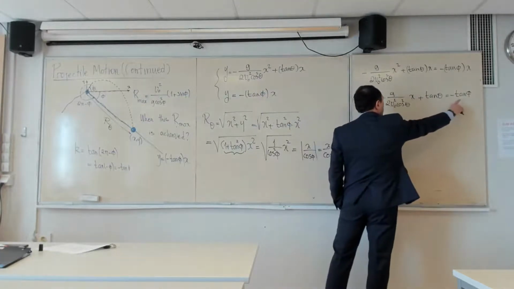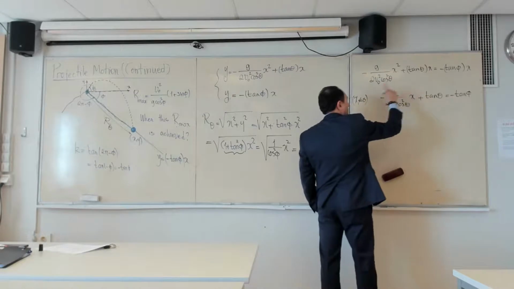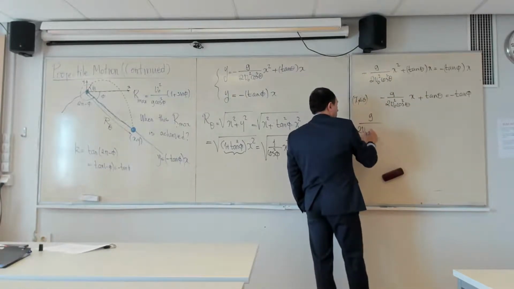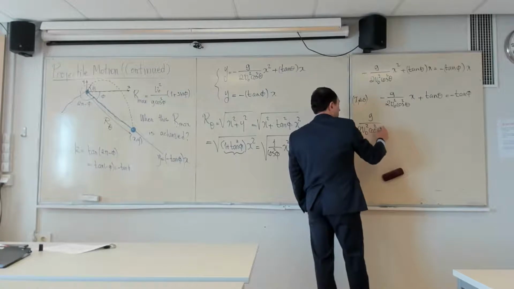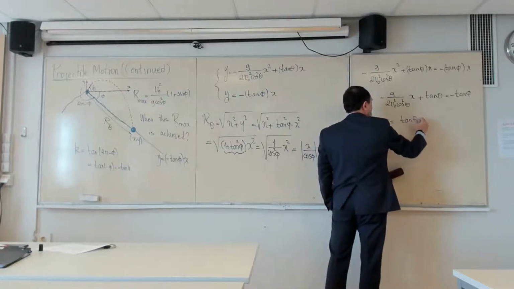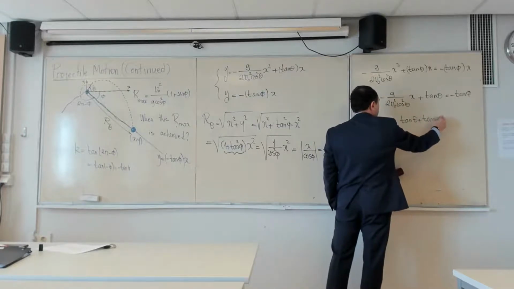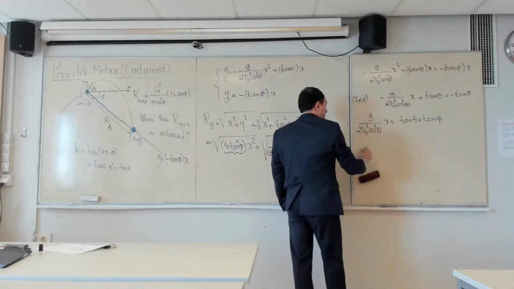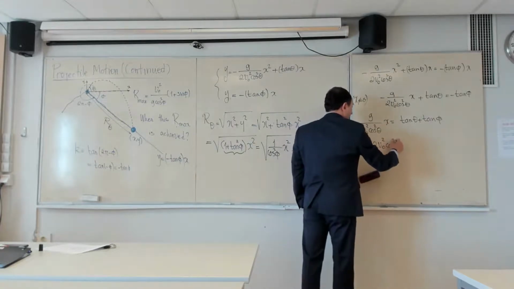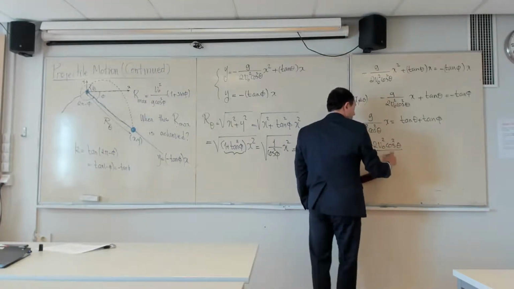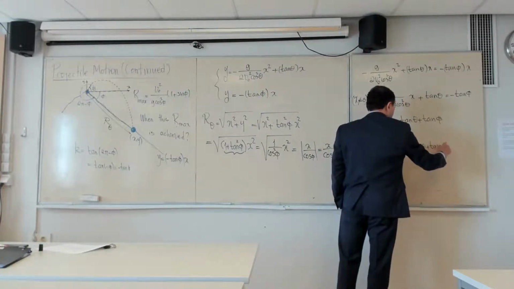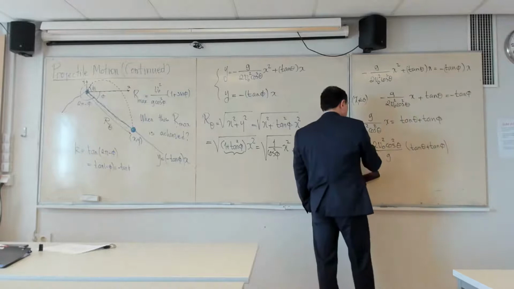I move it to the right. It becomes minus minus. I will also have a minus. I get rid of all minus signs. So g over 2 v naught squared cosine squared theta times x is equal to tangent theta plus tangent phi. And I am looking for x. So x becomes 2 v naught squared cosine squared theta divided by g, multiplied by tangent theta plus tangent phi, yes? So that is my x.